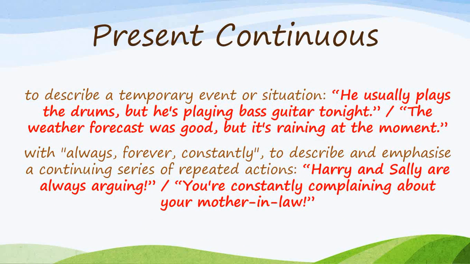The present continuous is also used to describe a temporary event or situation. For example, he usually plays the drums, but he's playing bass guitar tonight, because that position of playing the bass guitar is temporary, it's just for tonight, okay? Or the weather forecast was good, but it's raining at the moment. What is temporary is that it's raining at the moment.